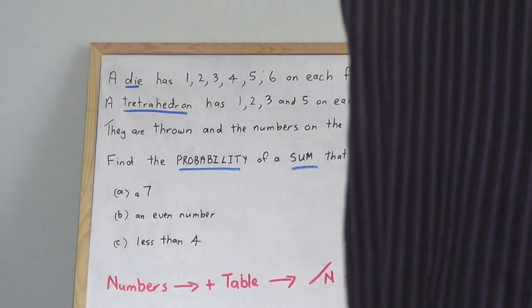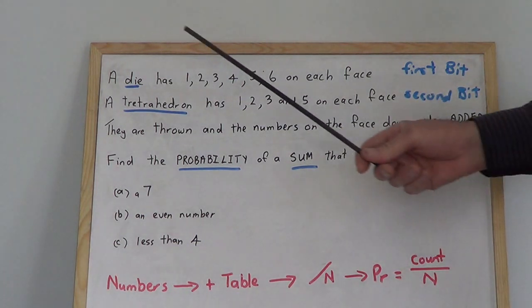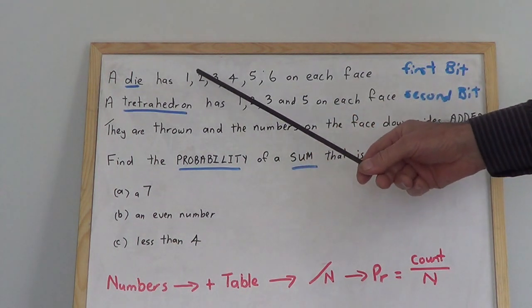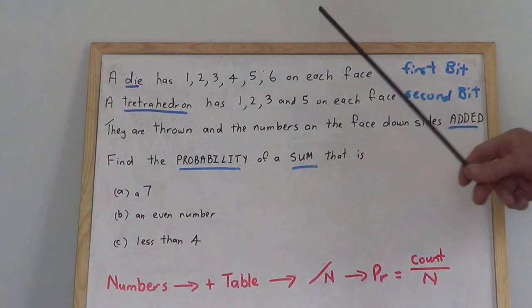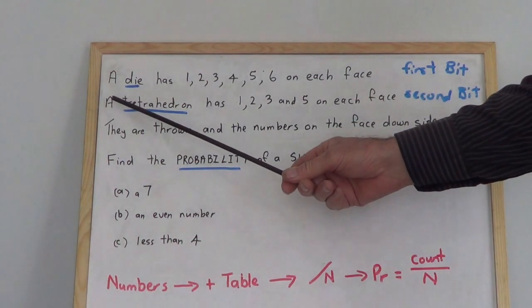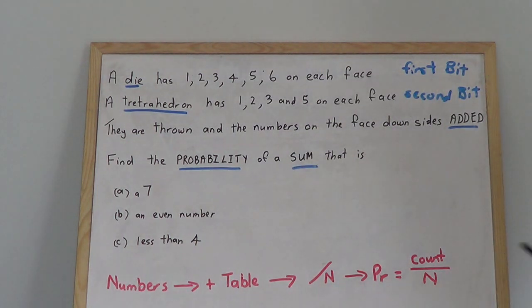Today I'm going to talk about the 2-bit sum. We'll start straight away. The 2-bit sum has got two parts. The first part is a die which has 1, 2, 3, 4, 5, 6 on each face. The second bit is a tetrahedron which has 1, 2, 3 and 5 on each face. That's the second bit.